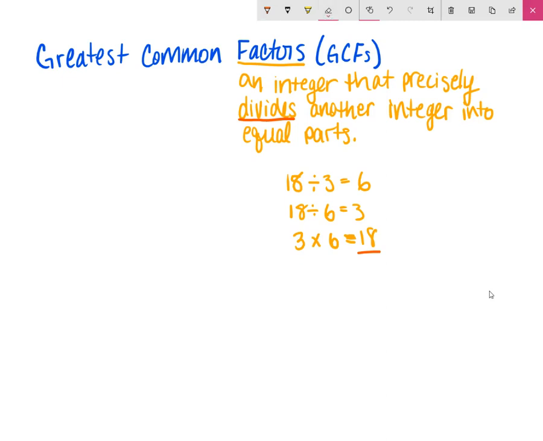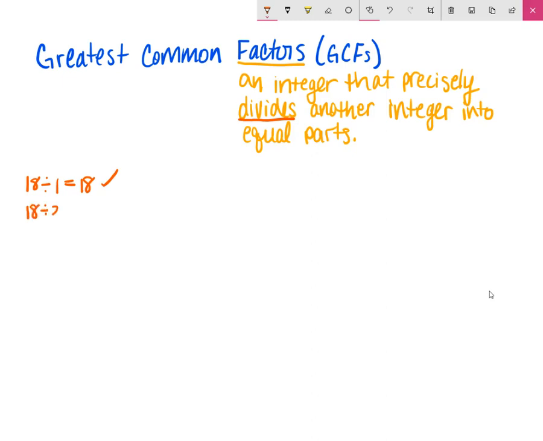So let's try that. We know two of them, 3 and 6, but what about the others? We can start with 1. 18 divided by 1, we know that's 18. So 18 is an integer, so we can say, yes, that is a factor. How about 2? 18 divided by 2 equals 9. Yep, that's an integer, so that's a factor. How about 3? Well, we just did that. 18 divided by 3 is 6.